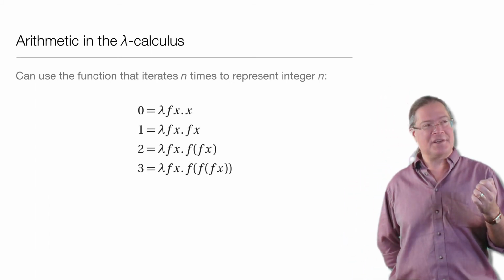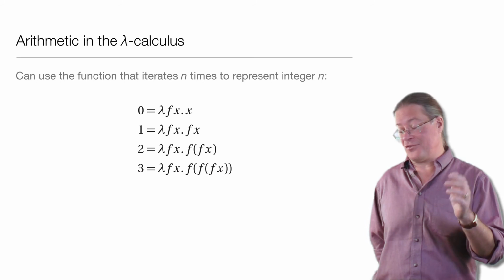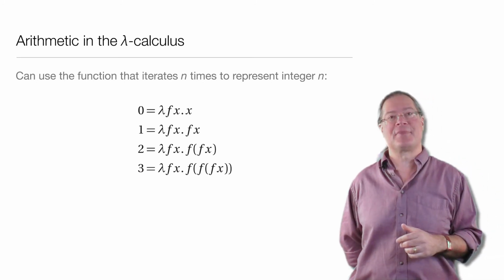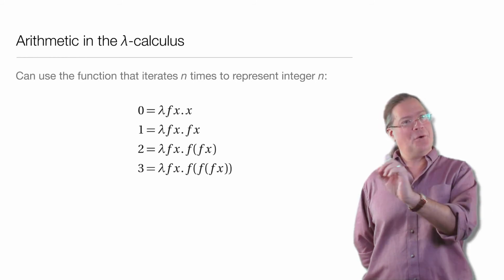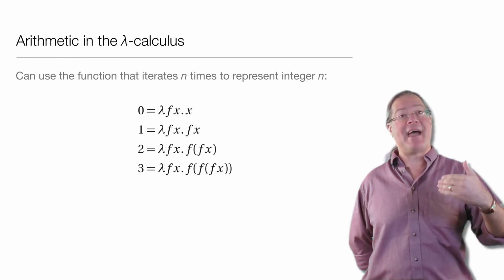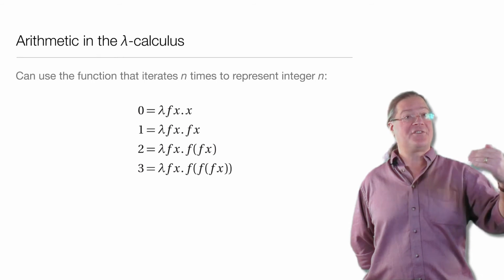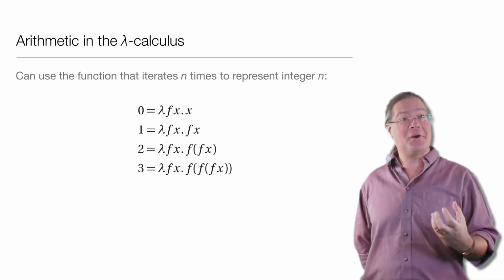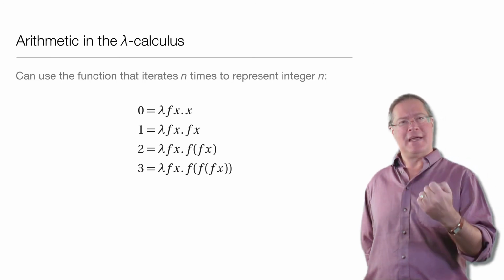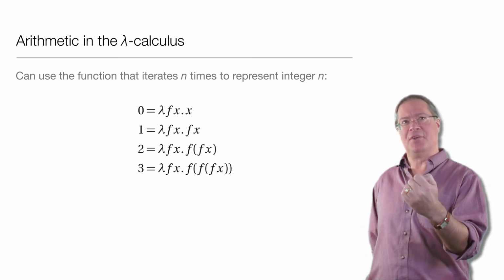Well, we need to invent some encoding of the integers in the lambda calculus. And here's one convenient one, which are called Church numerals, named after Alonzo Church. What we're going to do is think of the number n, the whole number, 0, 1, 2, or 3, as the function which iterates a function n times. So the 0 function is lambda fx dot x.